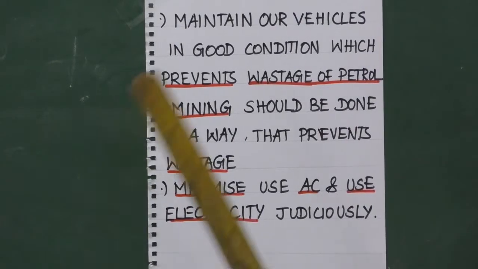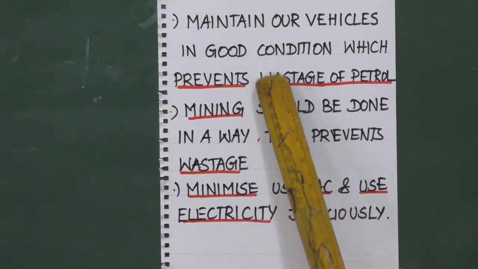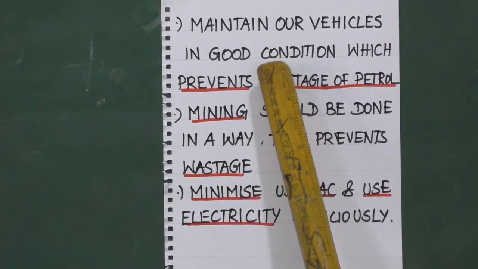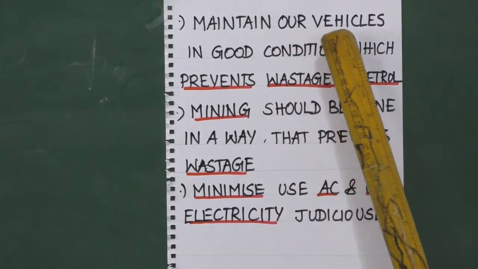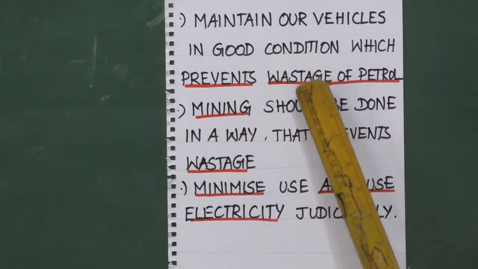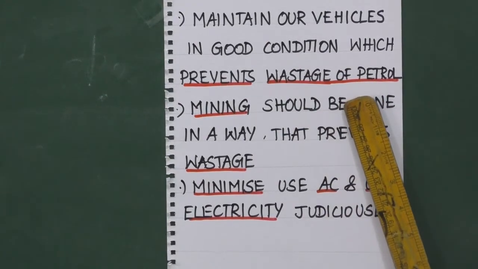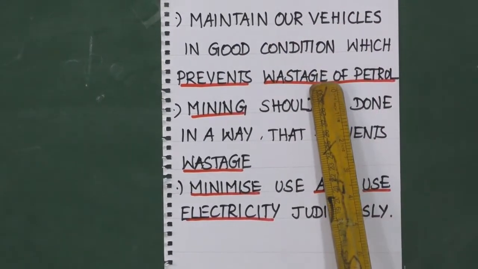Yes, children. Now let us learn about some steps to conserve the natural resources. Now the first step: maintain our vehicles in good condition, which prevents wastage of petrol. So we should maintain our vehicles in good condition.